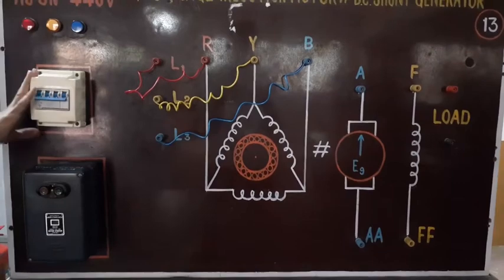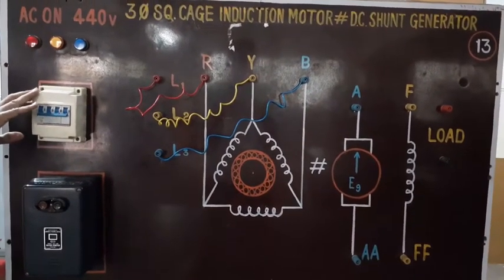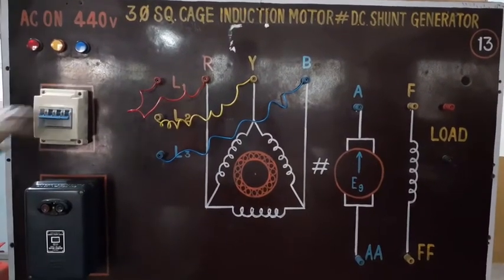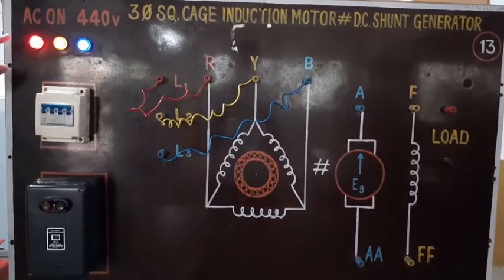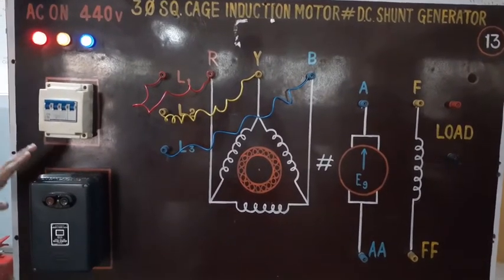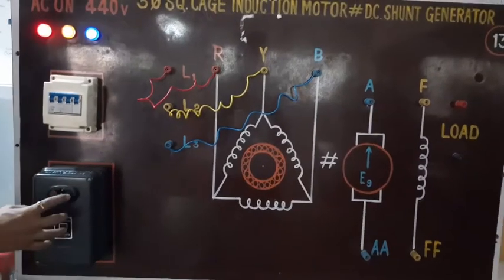Now this is the MCB, which is for a three-pole system. I am switching on this MCB. Now the indicators are going on. Now by using the DOL starter, I am switching on the machine.